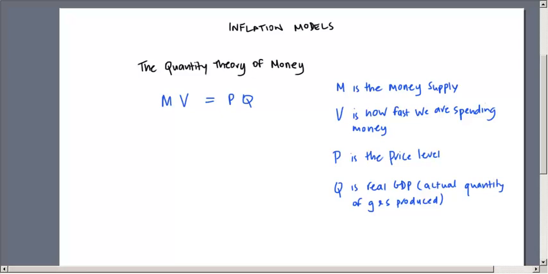The price level, of course, which you'll all be pretty aware of, is the general level of prices. And of course Q is the real GDP, or the actual quantity of goods and services produced. So there are two theories, if you like, or two ideas that we have to consider for this quantity theory. The first is the crude theory, and the second is the sophisticated.